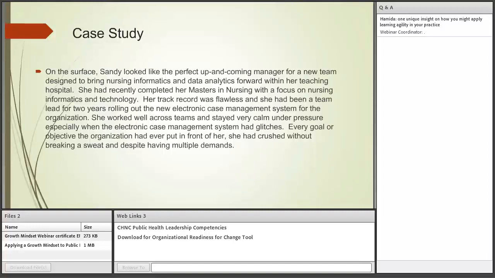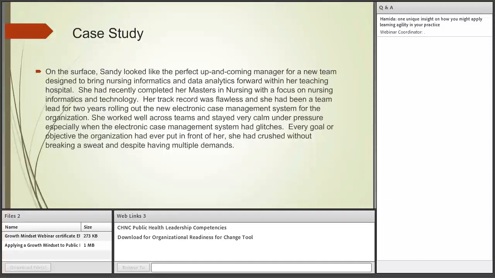On the surface, Sandy looked like the perfect up-and-coming manager for a new team designed to bring nursing informatics and data analytics forward within her teaching hospital. She had recently completed her master's in nursing with a focus on nursing informatics and technology. Her track record was flawless, and she had been a team lead for 2 years, rolling out the new electronic case management system for the organization. She worked well across teams and stayed very calm under pressure, especially when the electronic case management system had glitches. Every goal or objective the organization had ever put in front of her, she had crushed without breaking a sweat, despite having multiple demands.